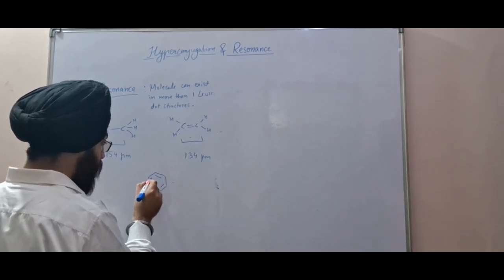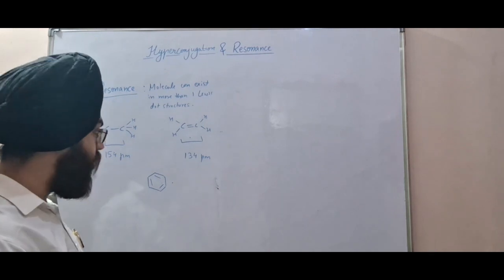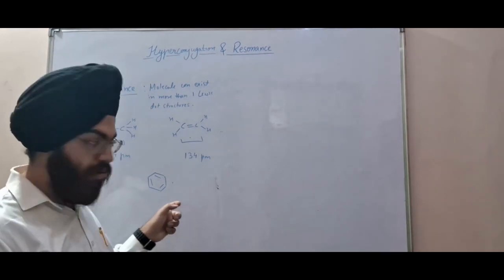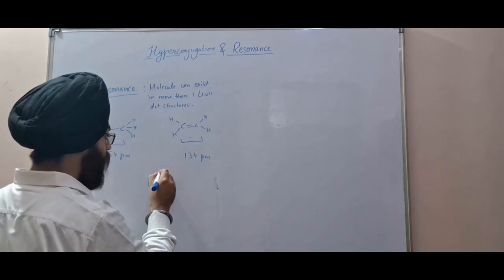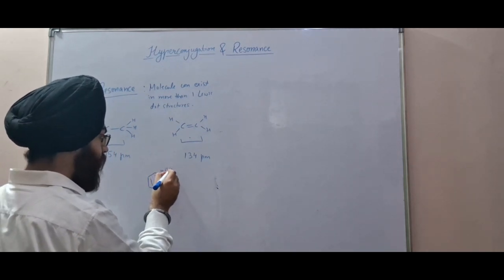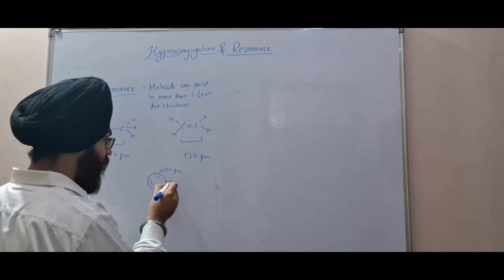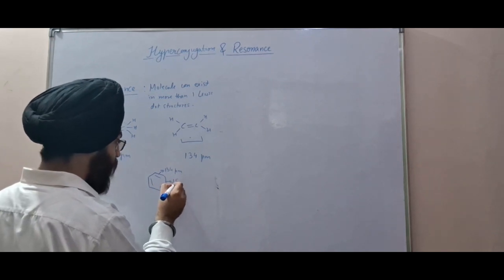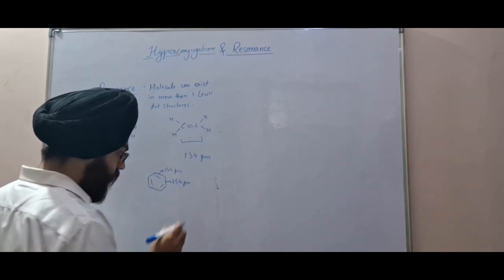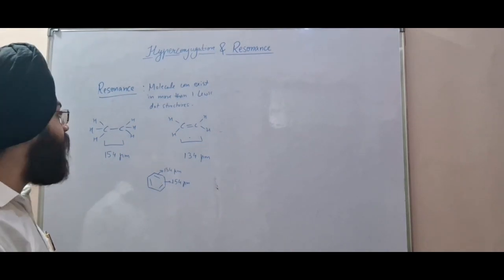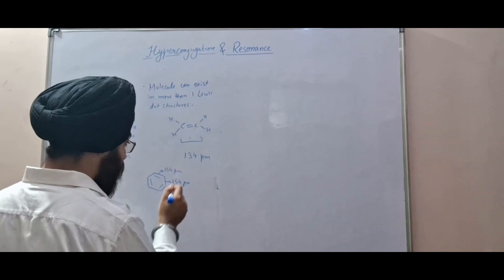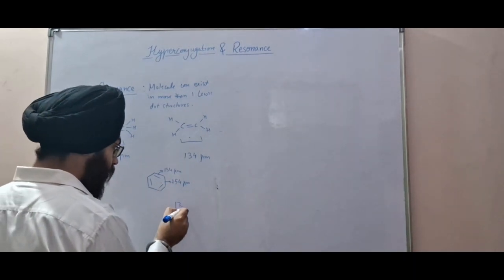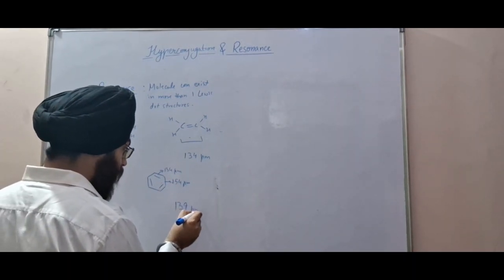So it was thought that benzene, which we all know is an alternating double and single bonded six carbon structure, right? So it was thought that the CC double bond length would be 134 picometer and the CC single bond length would be 154 picometer. But actually, when experimental studies were done, it was found that the carbon-carbon bond length in benzene was 139 picometer.